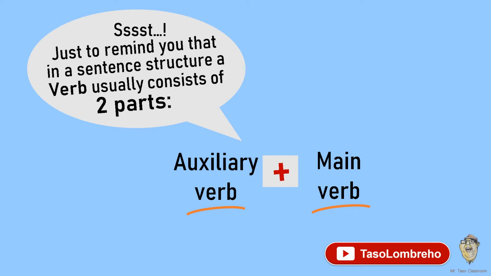Just to remind you that in a sentence structure, a verb usually consists of 2 parts. Auxiliary verbs, main verb. Jadi, dalam struktur kalimat bahasa Inggris, kata kerja itu selalu terdiri dari 2 bagian. Itu auxiliary verb dan main verb. Auxiliary verb adalah kata kerja bantu, istilah lainnya helping verb. Lalu main verb adalah kata kerja utama, yaitu kata kerja yang memiliki makna utama di dalam kalimat itu. Ya, jadi auxiliary salah satu bentuknya adalah modal verb, ya, yang sekarang kita sedang pelajari.